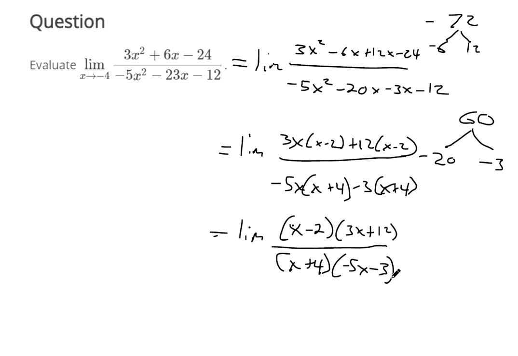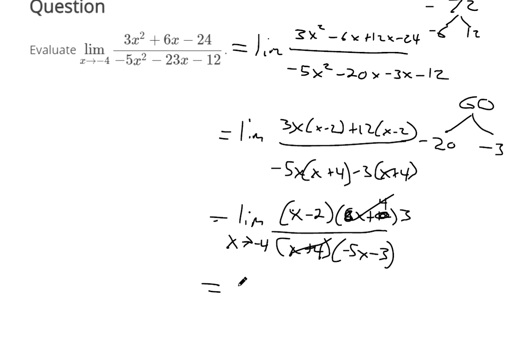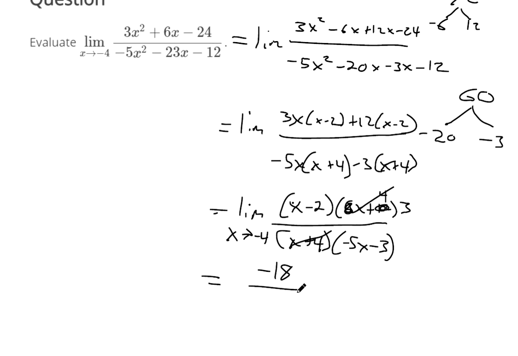Uh-oh. Nothing canceled. Oh, something will cancel though, because look, if we factor out a 3 from this parentheses, that becomes 3 times x plus 4, and we got a 3 on the outside. So look, the x plus 4 and the x plus 4 cancel, and now we don't have a divide by 0 problem if we were to plug in the value of our limit. So now we can just plug in negative 4. Negative 4 minus 2 makes negative 6. Negative 6 times 3 makes negative 18. Negative 4 times negative 5 makes 20. 20 minus 3 makes 17. Looks like that's it.